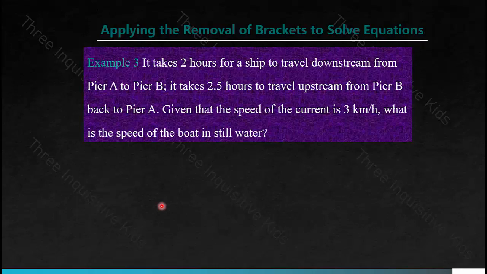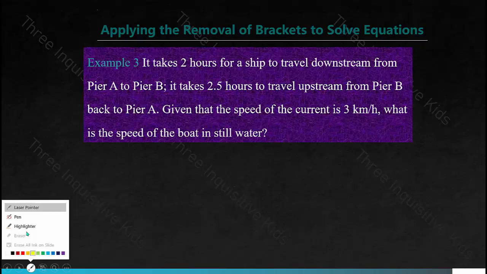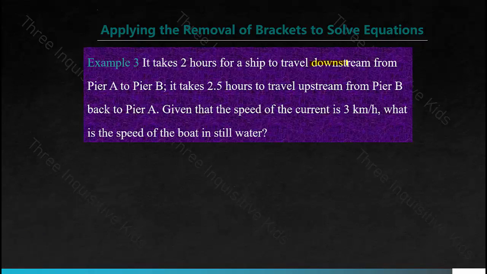It takes 2 hours for a ship to travel downstream from pier A to pier B. It takes 2.5 hours to travel upstream from pier B back to pier A. So the keywords here would be downstream and upstream. Remember, these two are different because the water is moving in a different direction. If you were going upstream, you would be going slower than going downstream, hence the difference in time, since the speed doesn't change.